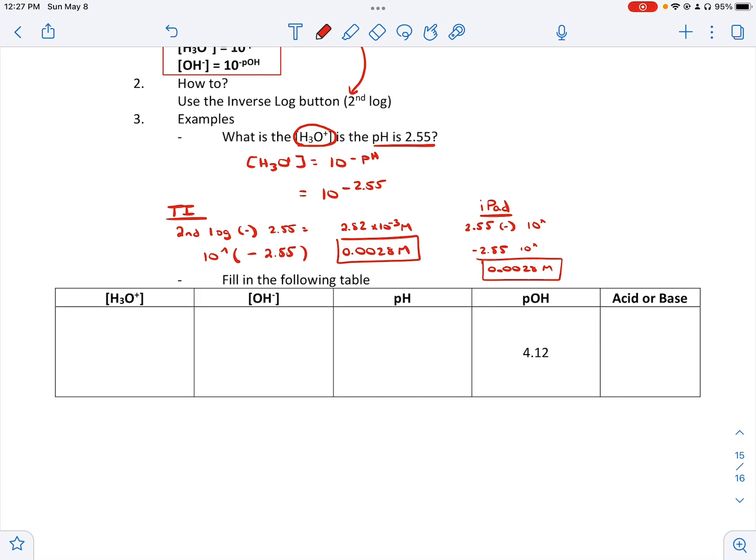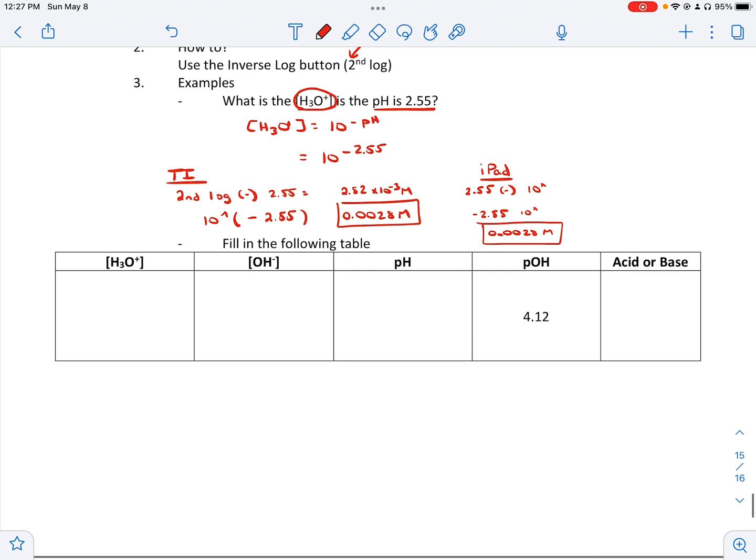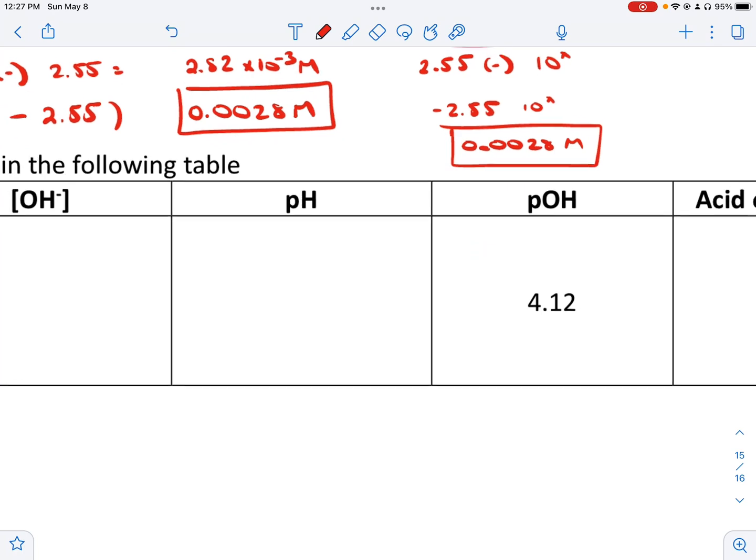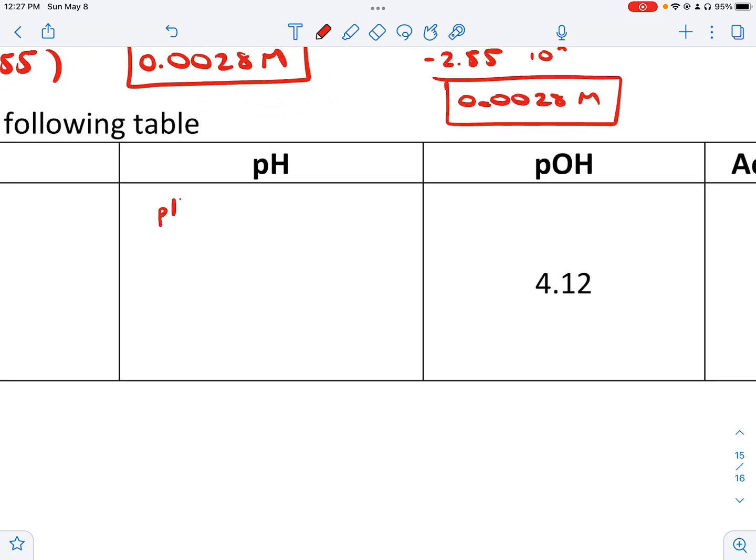Here we go. Let's solve the rest of these problems right here. This is much like our homework yesterday, and we're just going to fill in the table. This time we have the opposite of what we were doing before. Let's go to pH and pOH. For the first one, I would like to go from pOH to pH because we know pH plus pOH equals 14. If I know my pOH is 4.12, pH plus 4.12 is equal to 14.